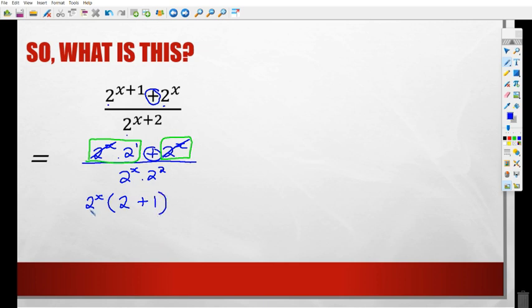Now I can check myself. 2 to the power of x times 2 is 2 to the power of x times 2. 2 to the power of x times 1 is 2 to the power of x. So that's factorized properly. All over 2 to the power of x times 2 to the power of 2. Is there anything in the denominator and the numerator that looks exactly the same? Yes, can you see that the 2 to the x and 2 to the x are exactly the same there? Why can I cancel them? Because there's one term at the top, one term at the bottom. So I can cancel those.